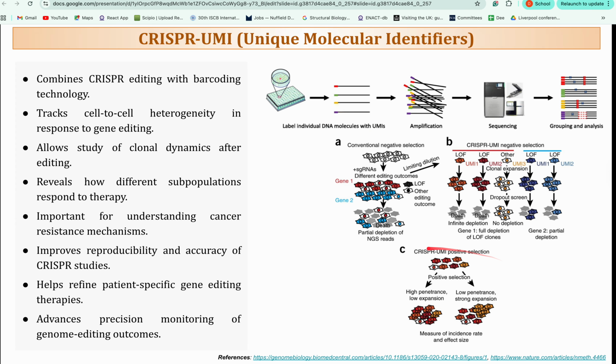So this is the CRISPR UMI positive selection, in which this shows the high penetrance and low expansion, and this is the low penetrance and strong expansion group. So it measures the incidence rate and the effect size. With this, we can uniquely label the individual DNA molecules, and we can group them and study them. That is the main purpose of this CRISPR UMI. By barcoding them, we can track the heterogeneity in response to the gene editing.